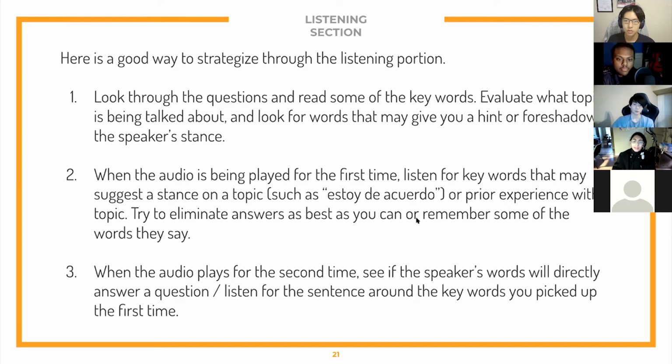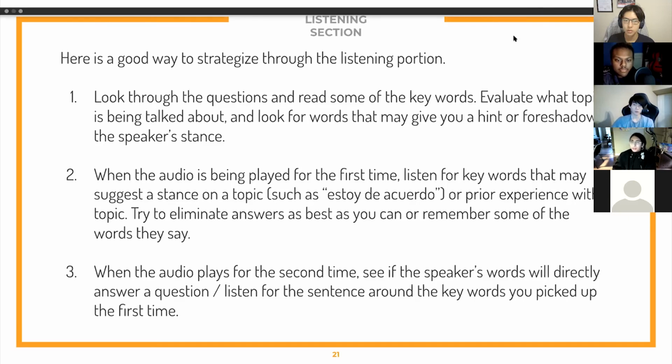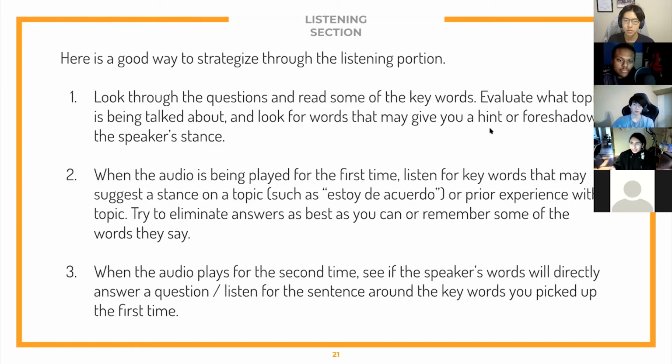When the audio plays for the second time, see if the speaker's words will directly answer a question, or listen for the sentence around the keywords that you picked up the first time. I like to think of the first time as a trial run where you get a handle on what the speaker is saying. And then the second time solidifies any answers that you may put.